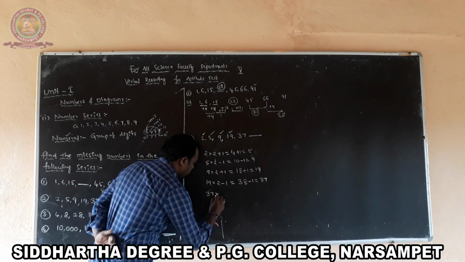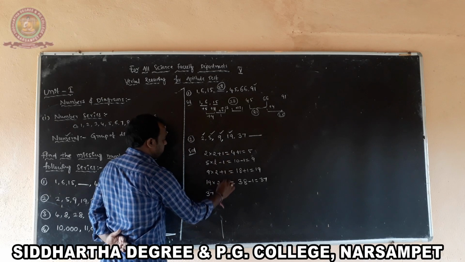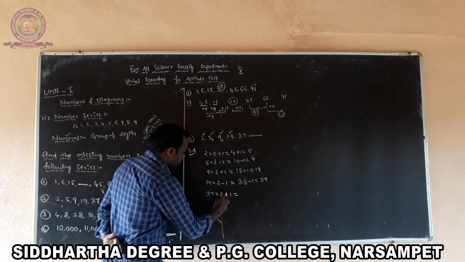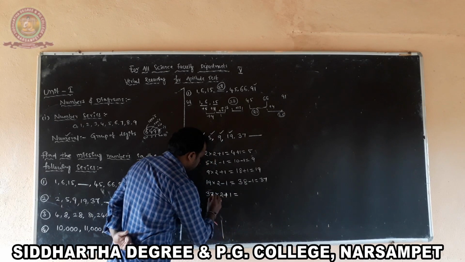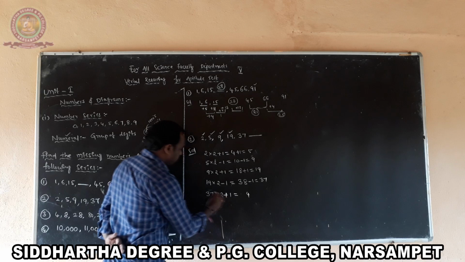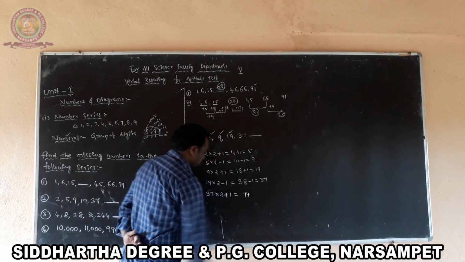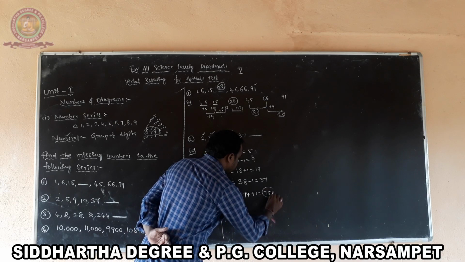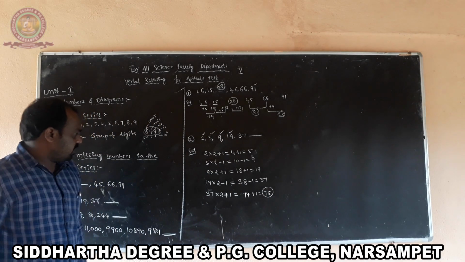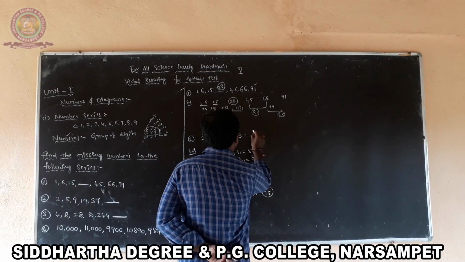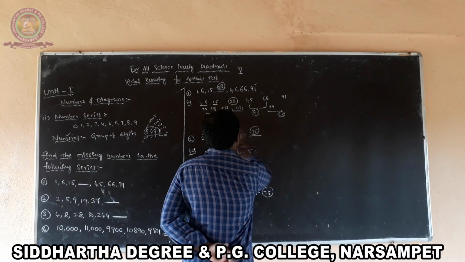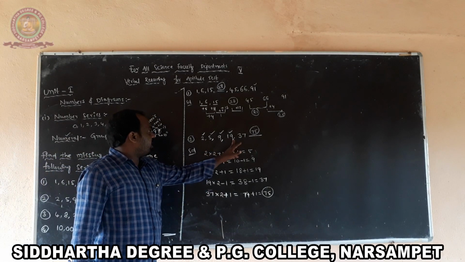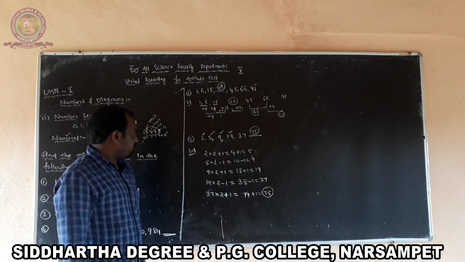So 37 into 2, so plus, minus, then plus 1. So 37 into 2, 2 into 7, 14, 2 into 3, 6 plus 1, 7, 74 plus 1, that is 75. So this is the missing term in the following series. So 75 is the missing term in the following series, right? So once again, 2, 5, 9, 19, 37, the next term is 75.